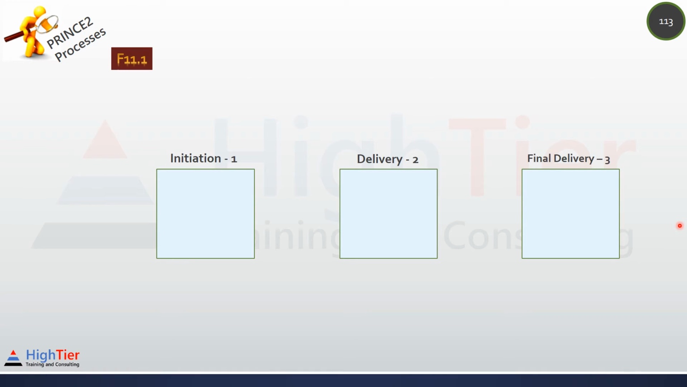Since we have 3 stages, the first is initiation stage, second is delivery, and the third is final delivery. No matter how many stages there are in a project, they always follow this pattern. The first stage is always the initiation stage, and the last one is always the final delivery stage. All the stages in between are just delivery stages. Starting up a project is the first process and is not part of any stage. It is a pre-project process.